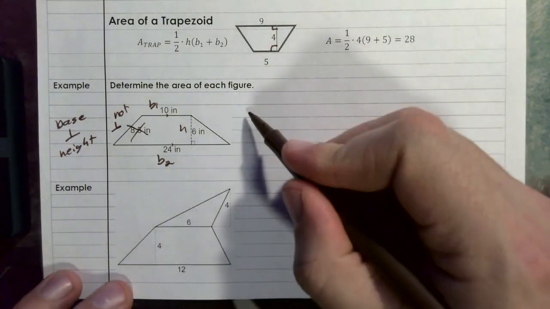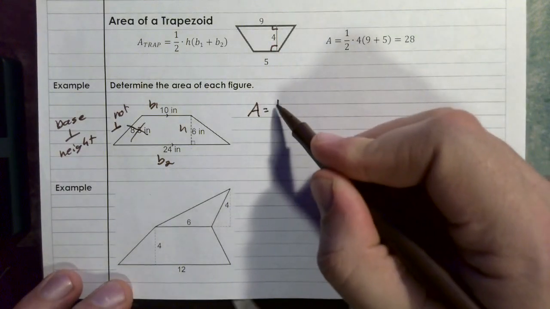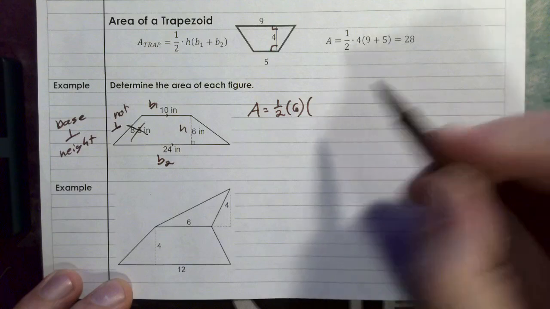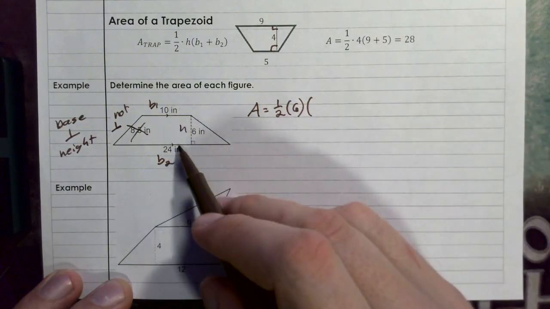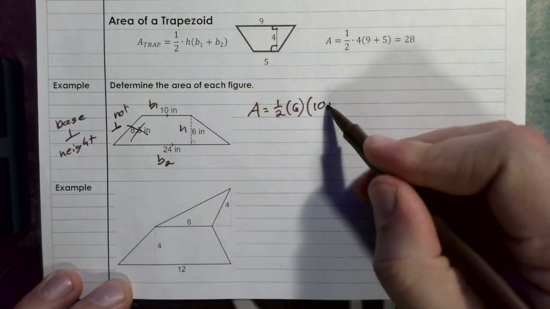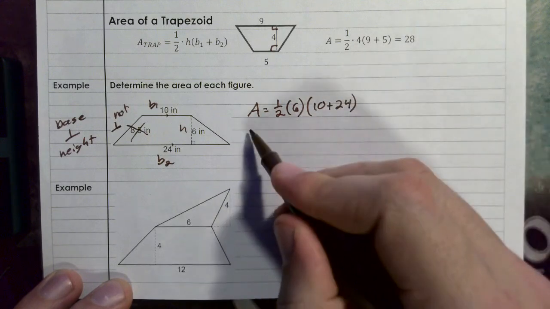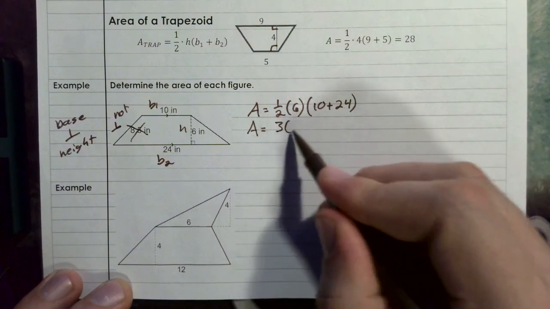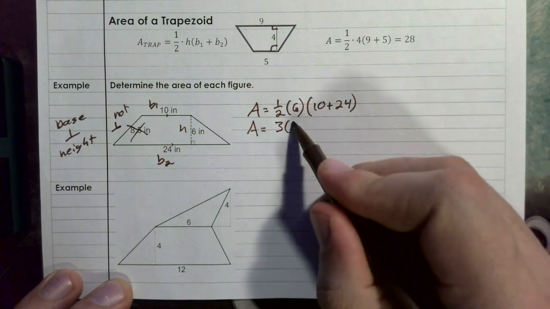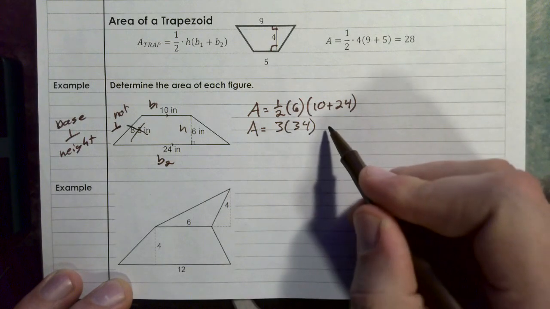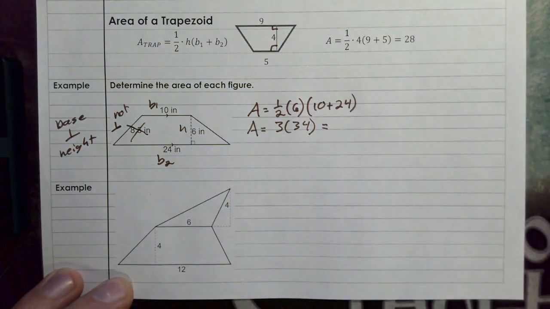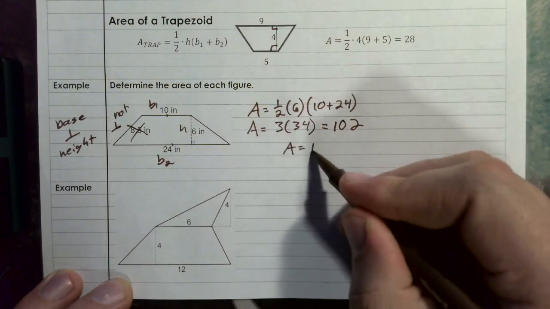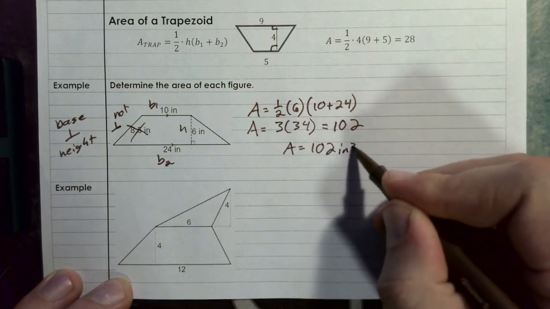So the area of this trapezoid is going to be 1/2 our height, which is 6, multiplied by our two bases added together. So that's 10 plus 24. So if we simplify that down, 1/2 of 6, that's 3. 10 plus 24, that's going to be 34. And then 3 times 34 ends up being 102. So the area of this shape is 102 inches squared.